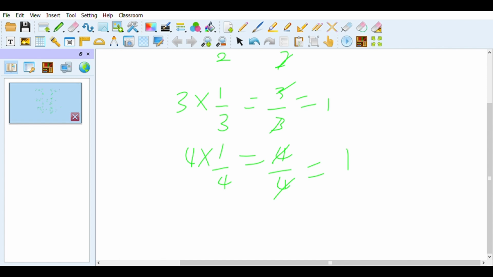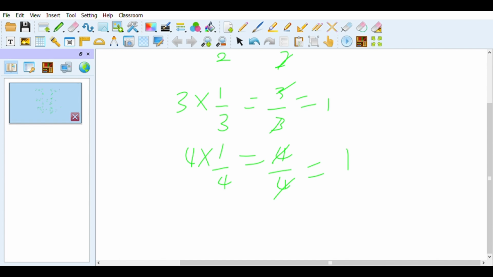So what are we trying to say? When you multiply a number by another number and get 1, that number is called the multiplicative inverse of the first number. So what that means is that the multiplicative inverse of 3 is 1 over 3. Multiplicative inverse of 4 is 1 over 4. What will we multiply 4 with to get 1? What will we multiply 3 with to get 1?